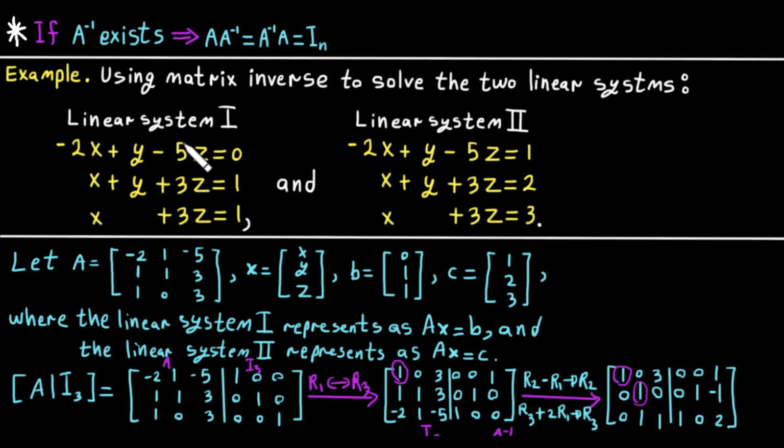And of course, if we have a 5 by 5 or 6 by 6 matrix, it's very beneficial to find the inverse of the matrix to solve these linear systems that have the same coefficients. By the same coefficients, I mean here negative 2, 1, negative 5, the same as here, and this side is the same as this side.